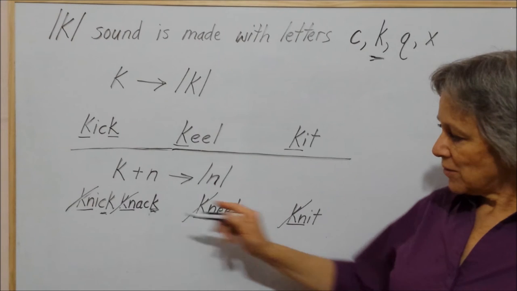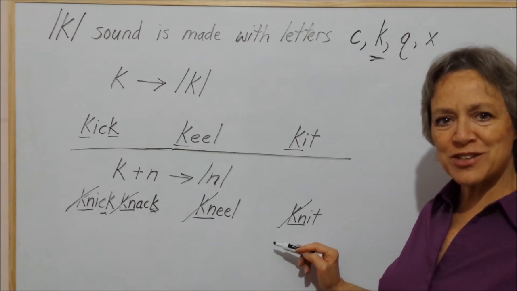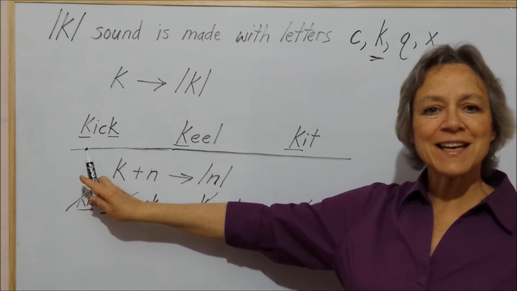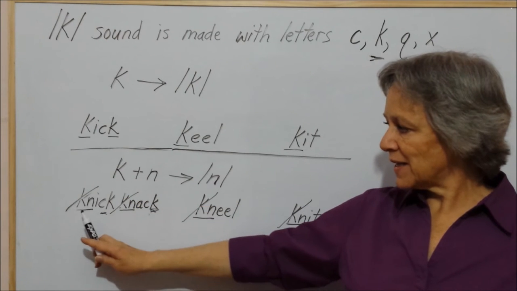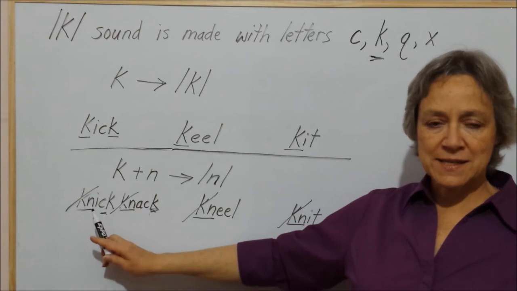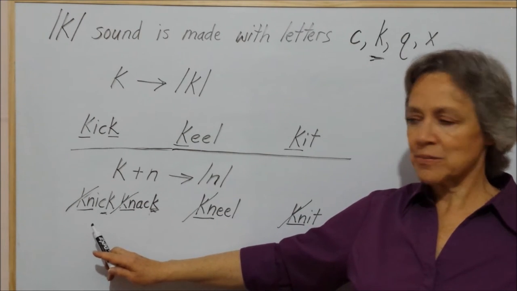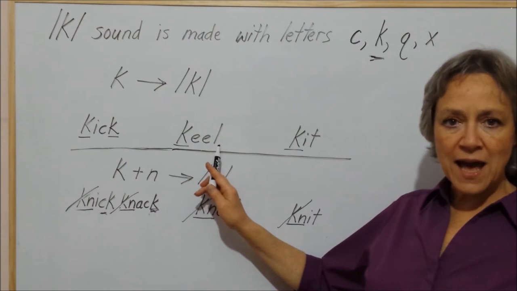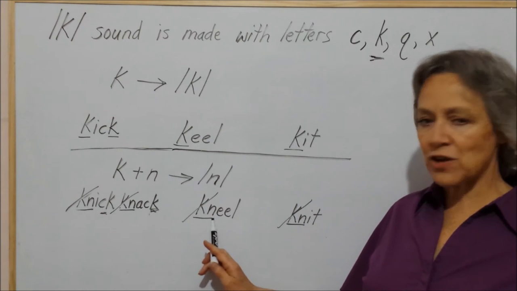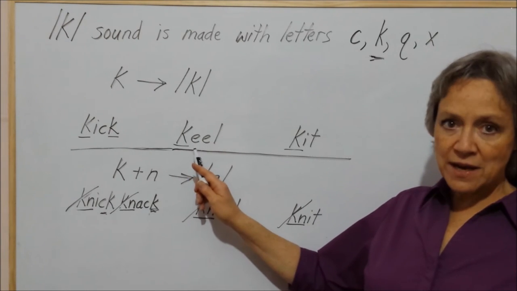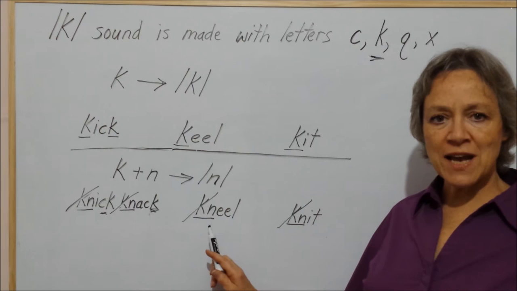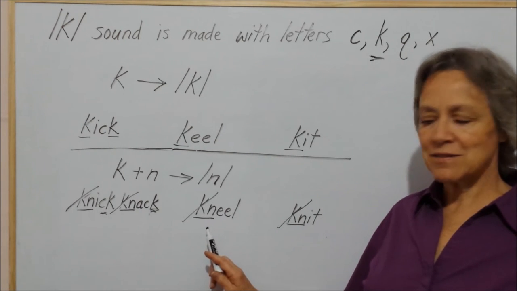I have chosen these words because I wanted to compare them with the words above. K-I-C-K is kick, but K-N-I-C-K is knick. Notice the spelling is the same except for the letter N. K-E-E-L and K-N-E-E-L are the same except for the letter N. This one does not have an N, so it's keel. This one does have an N, so it's kneel, no k sound.